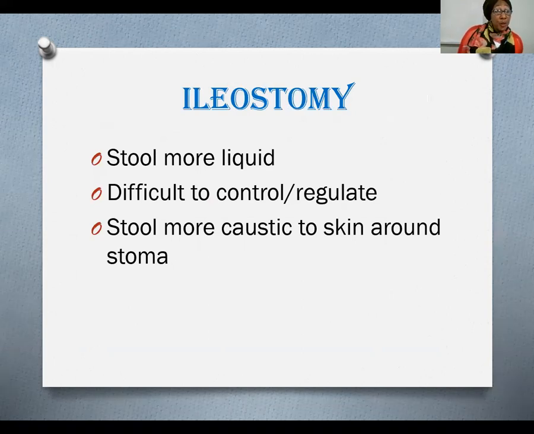An ileostomy is difficult to control and regulate. And the stool is more caustic to the skin around the stomach because it has a lot of acid before it is absorbed. So when it's on the outer skin, it can burn you. The acid can cause some damage on the outer skin. So if a person has an ileostomy, you really have to take good care of them.